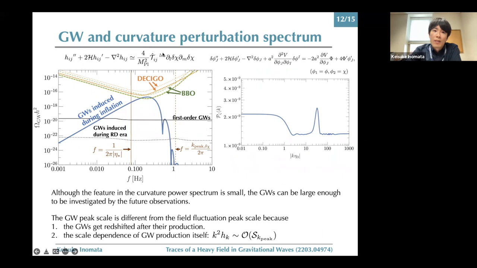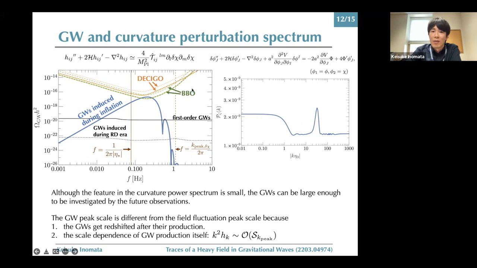This is a source term. And this blue line is the main result: gravitational waves induced during the inflation. And these lines show the sensitivities of future projects, such as the SIGO and the BBO.